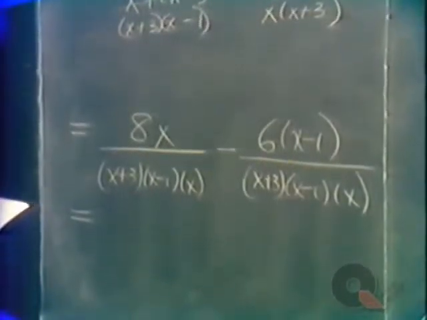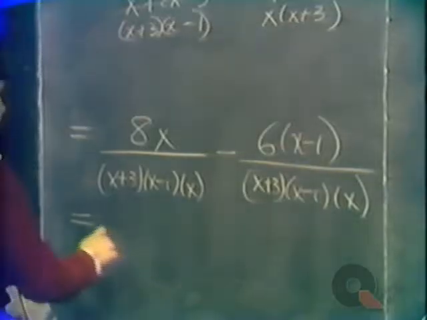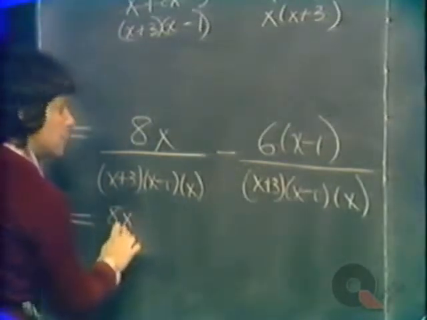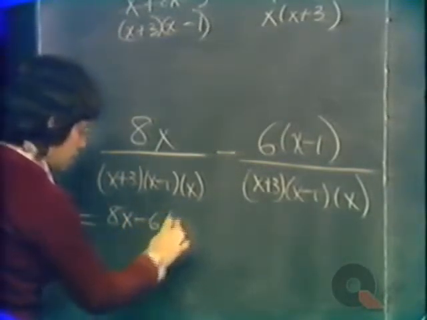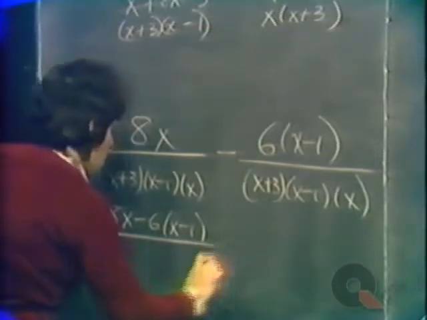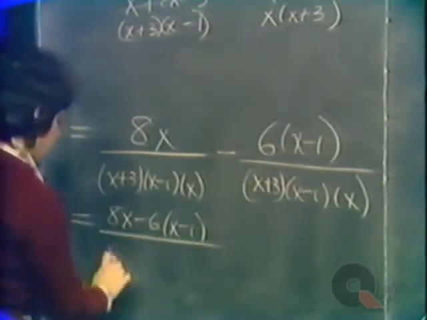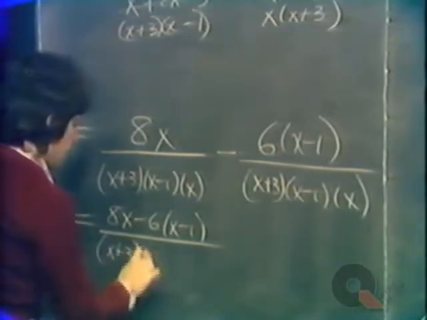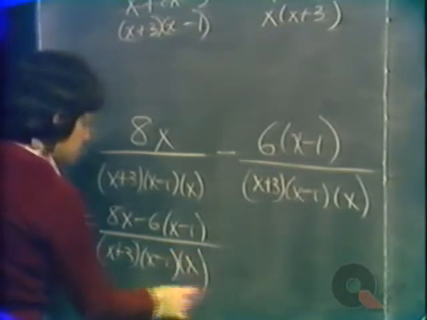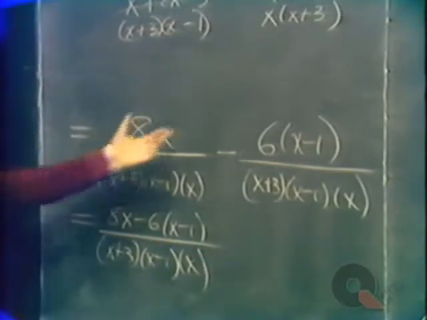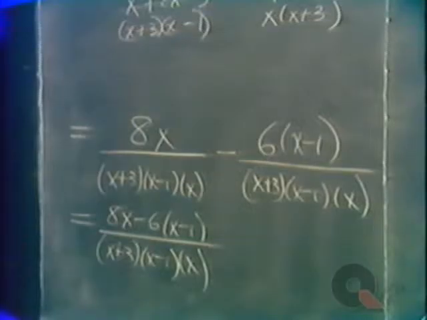Okay, now we have two fractions with the same denominator. We can combine the numerators, giving us 8x minus 6 times x minus 1, all over the common denominator, x plus 3, x minus 1 times x. Combine the numerators over the common denominator.